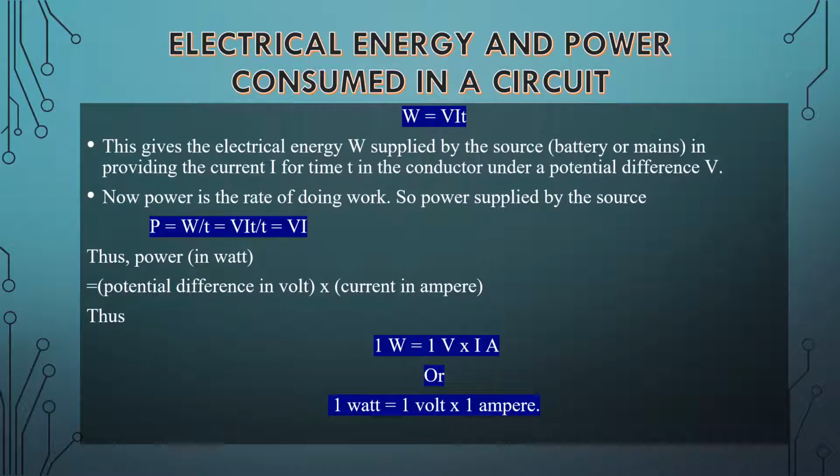Now power is the rate of doing work. So we have the formula P = W/t. We already have the formula W = V × I × t, so we will substitute that formula. So we have V × I × t divided by t, which is equal to V × I. Thus we can say that power in watt will be equal to potential difference in volt multiplied by current in ampere. That is, 1 watt is equal to 1 volt × 1 ampere.